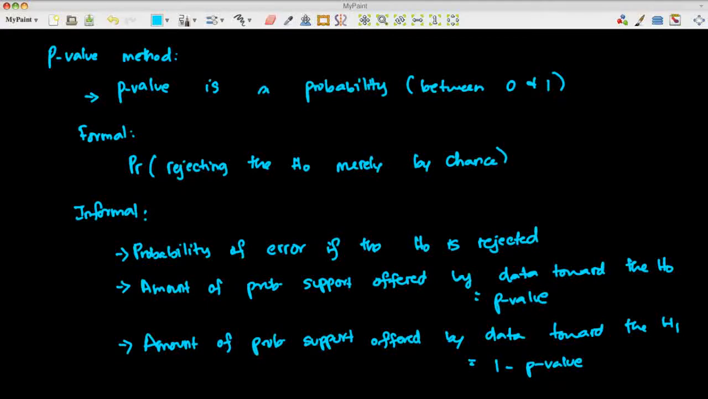Formally, p-value is the probability of rejecting the null merely by chance. So without any effect at all, what are the chances that you are rejecting the null merely by chance? Informally though, you can interpret the probability of error if the null is rejected as the p-value. The other informal interpretations: the amount of probabilistic support offered by the data toward the null is the p-value itself. The amount of probabilistic support offered by the data toward the alternative is 1 minus p-value.